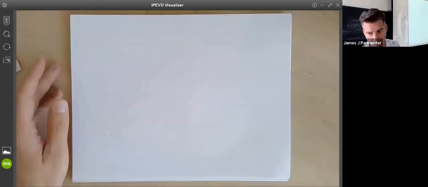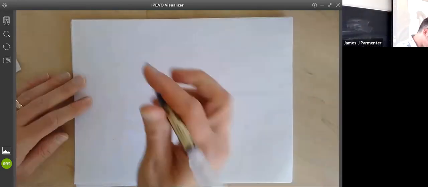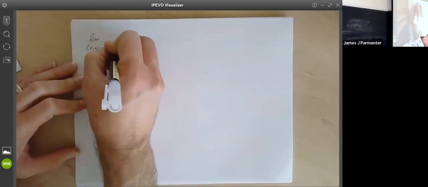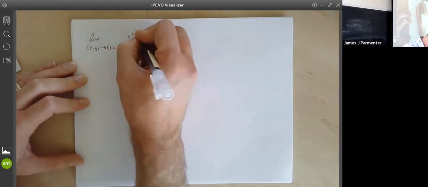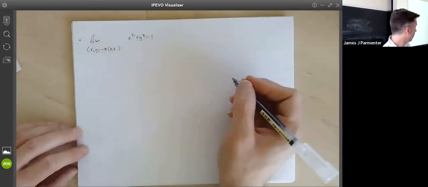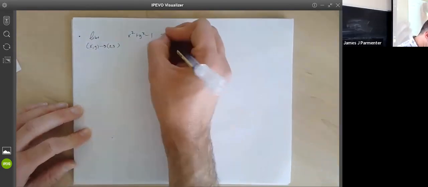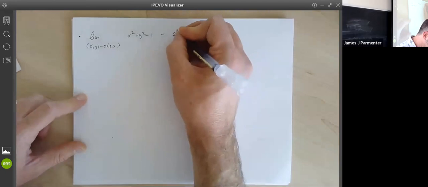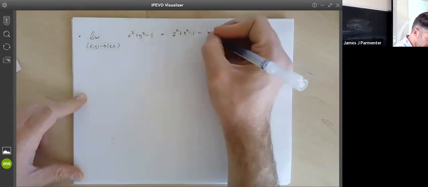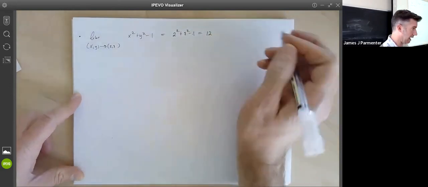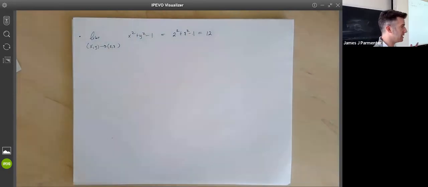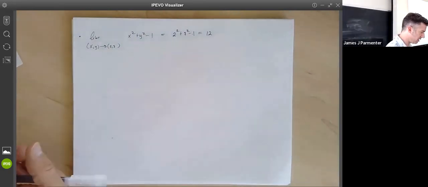Let's look at some multivariable examples, like the limit as x comma y approaches 2 comma 3 of x squared plus y squared minus 1. Well, can I just plug it in? Let's see. If I plug in 2 for x and 3 for y, I get 2 squared plus 3 squared minus 1. That's 4 plus 9 minus 1. That's going to be 12. I don't see any reason why that shouldn't work. There's no weird undefinedness around the point 2 comma 3 or really anywhere.